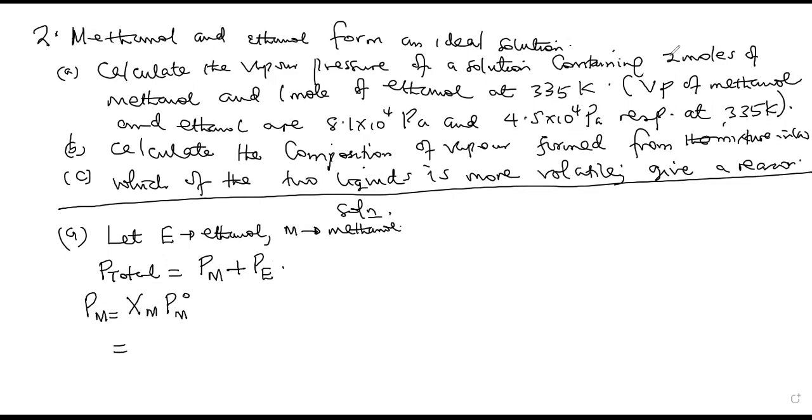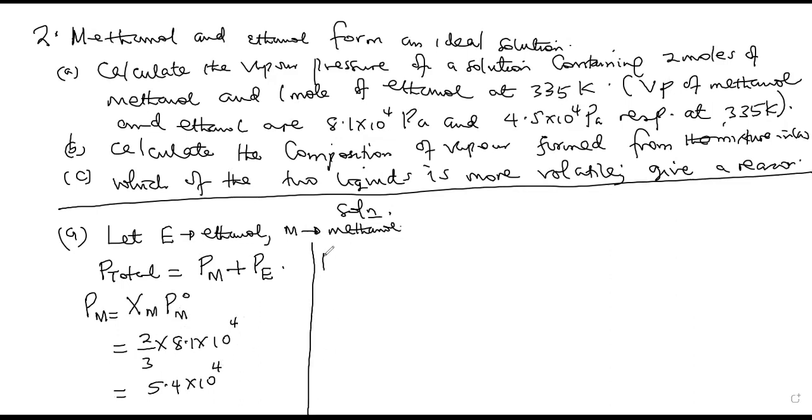Mole fraction, they gave us moles of methanol and moles of ethanol. So the total moles are 3. 2 moles of methanol, 1 mole of ethanol. Total moles 3, meaning the mole fraction of methanol is going to be 2 out of total 3, then times the vapor pressure of methanol in its pure state, which is 8.1 times 10 to the power 4. So this will give me the partial pressure of methanol as 5.4 times 10 to the power 4.